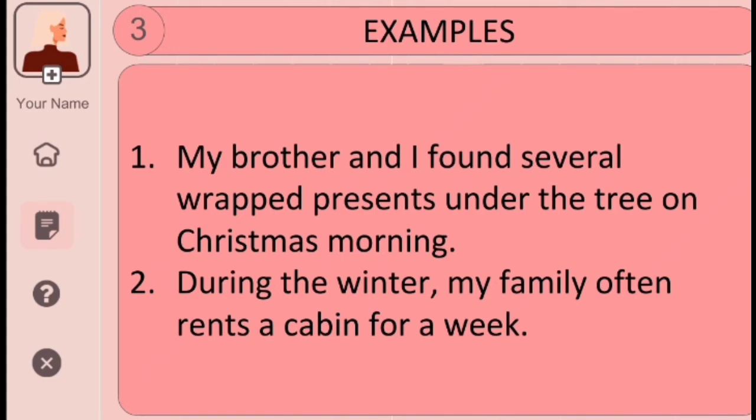You get that? Number 2, during the winter, my family often rents a cabin for a week. We are looking now for a prepositional phrase in the sentence, so we can see during the winter at the beginning of the sentence, and for a week, or the phrase for a week here at the end of the sentence. When we start looking at the role in the sentence, what is the function of the prepositional phrase? So the phrase during the winter is telling when we rent, and because it's telling when, it's also an adverb question. The phrase for a week is also telling when, or it's essentially telling how long.